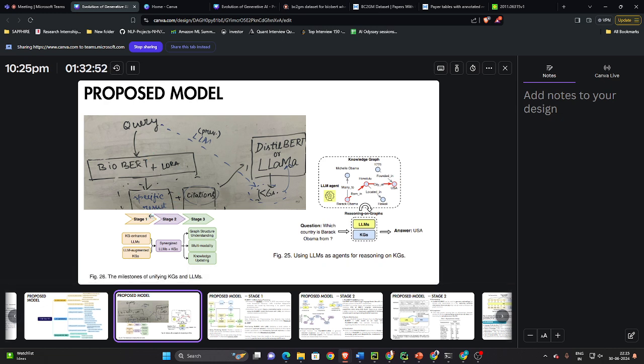Okay, specific results. So when you ask a query, it goes to the model which is trained with the BioBERT plus LoRA. It gives specific results, right? Plus citation. That's stage one.